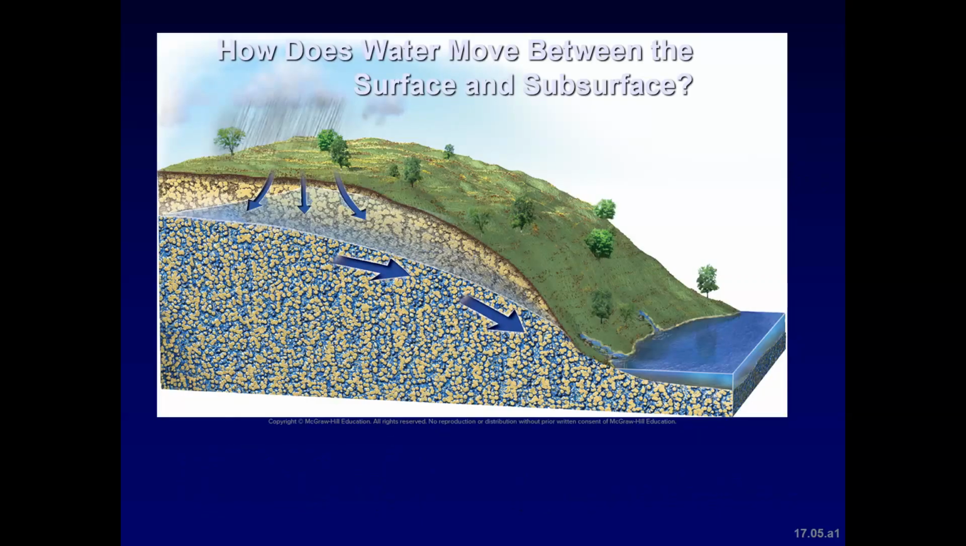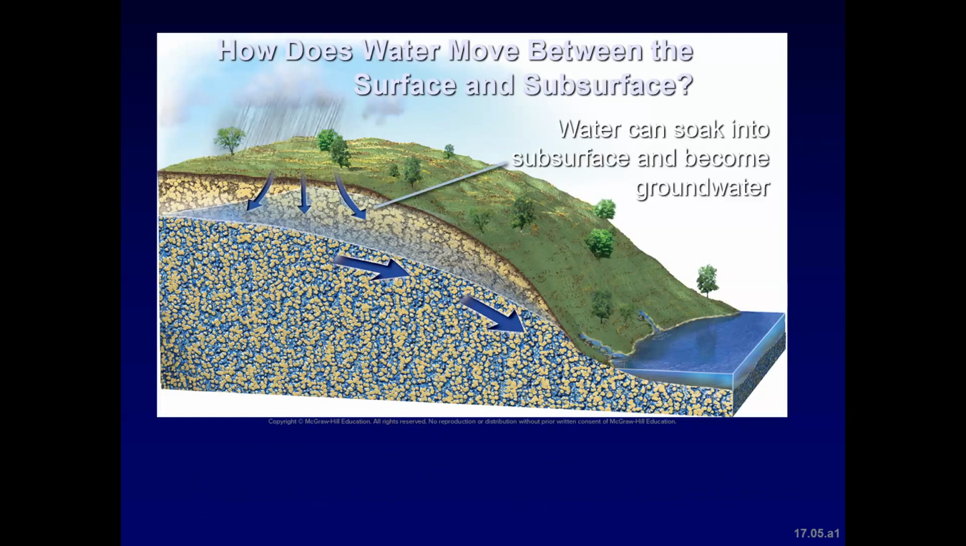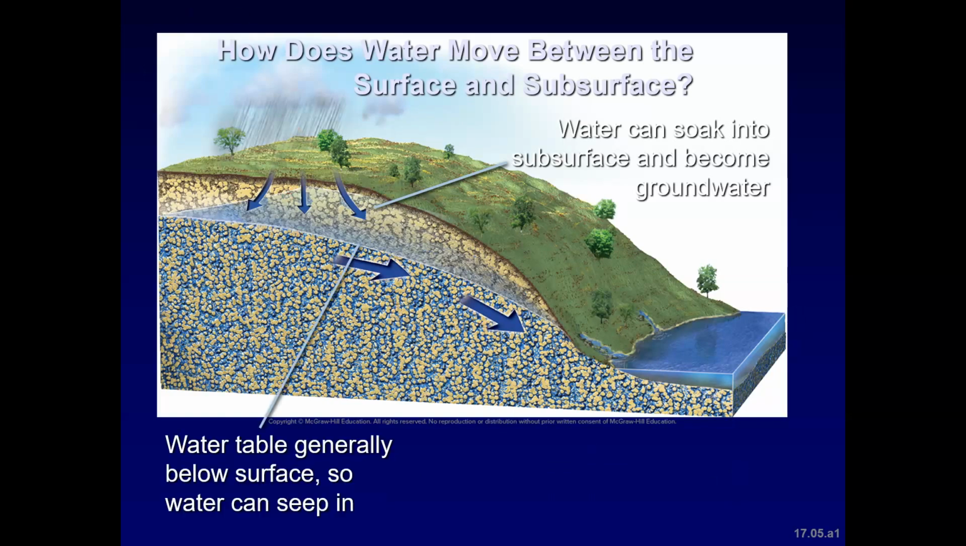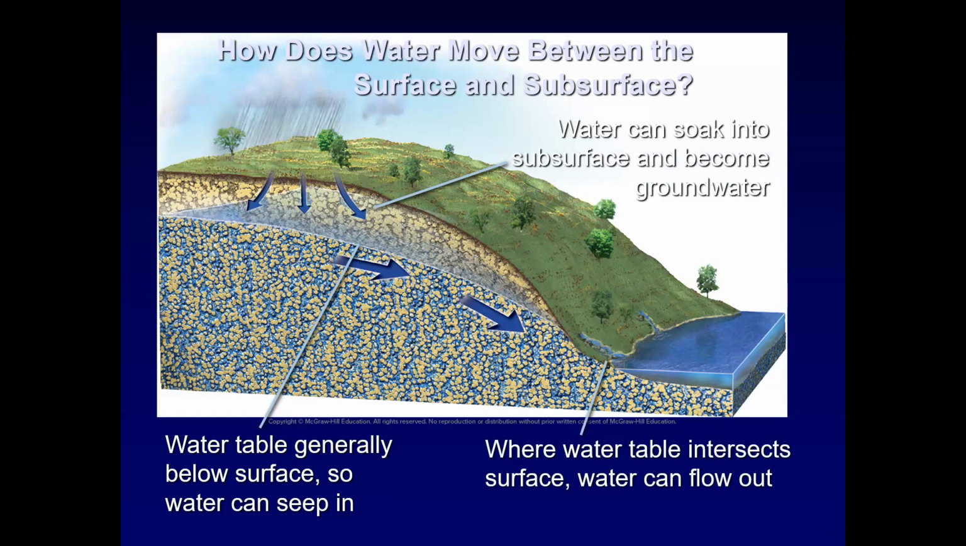So how does water move between the surface and the subsurface? Water can soak into the surface, of course, and become groundwater. Precipitation, snowmelt, and surface water can soak into that subsurface, right? The water table is generally below the surface, so water seeps in. But where the water table intersects the surface, again, the water flows out, like in this lake.